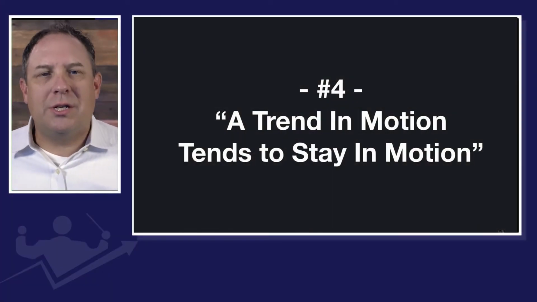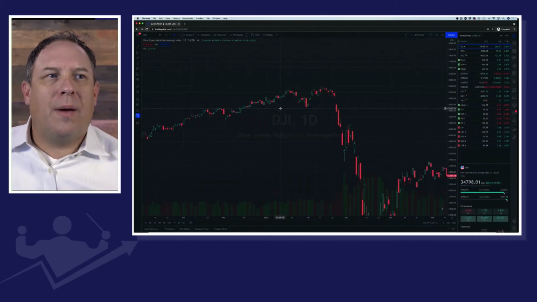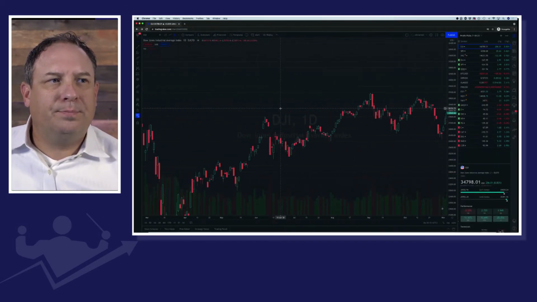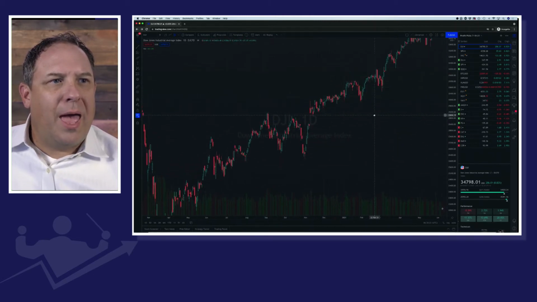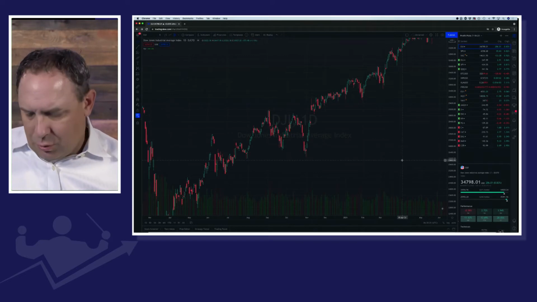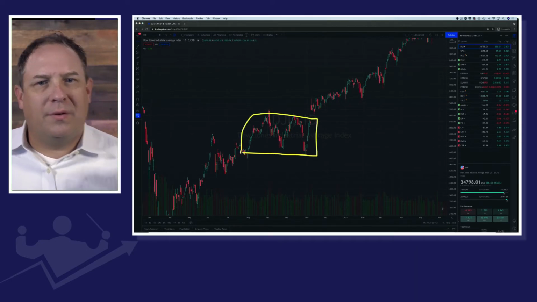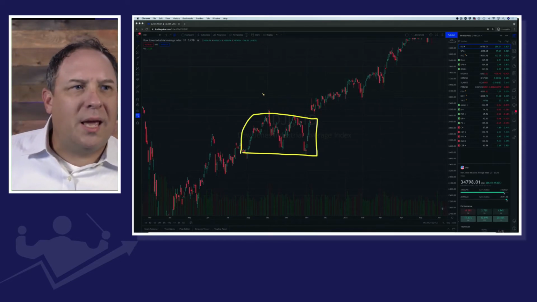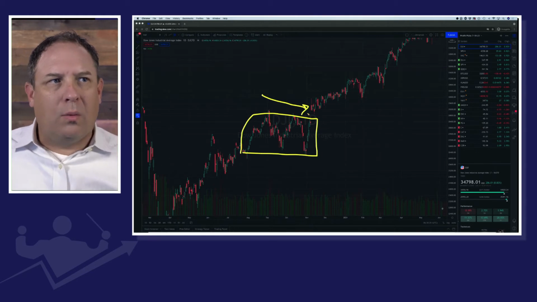A trend in motion tends to stay in motion. How does that apply to the chart pattern? Well, let's come over here to a trend, and let me zoom out just a little bit so we have them all up here. Let's start with this pattern right here that we've identified a couple of times. This is a little bit of a consolidation pattern. Once it broke out, boom, the trade's going, we're off and running.